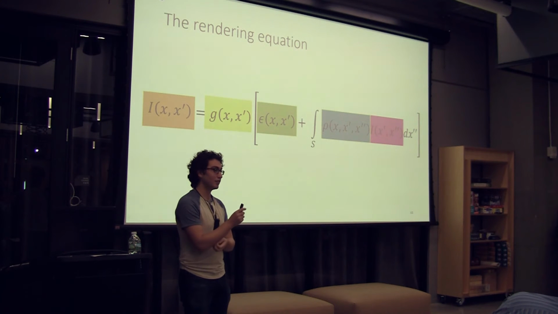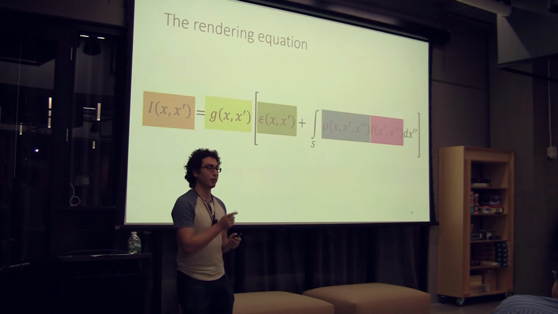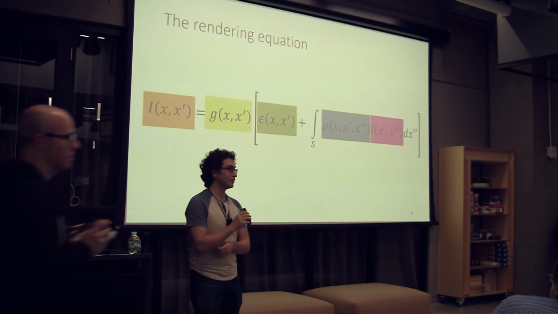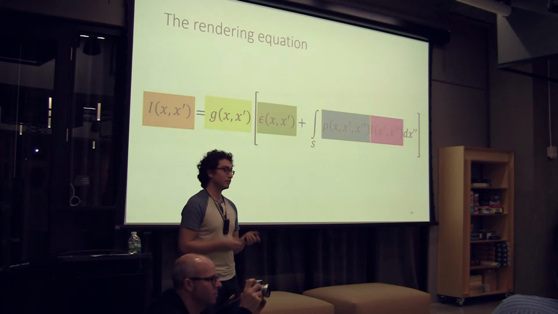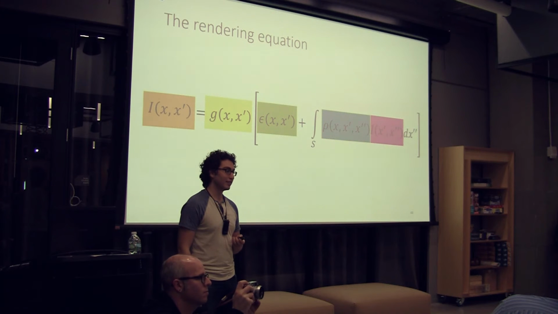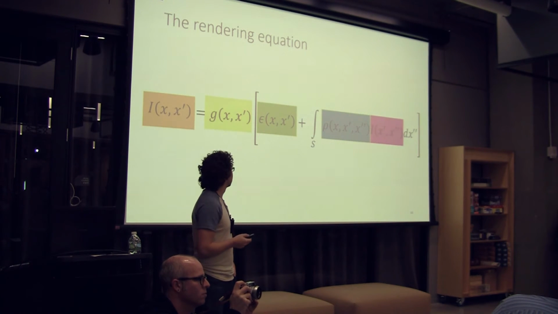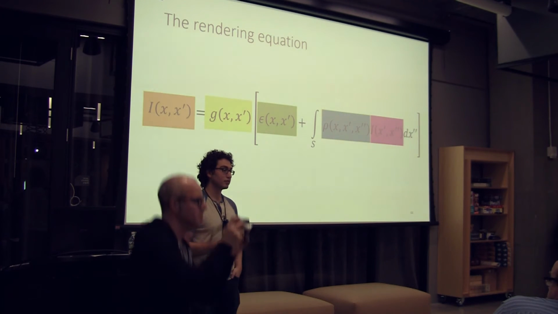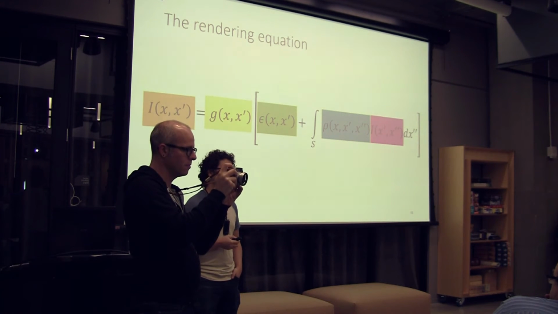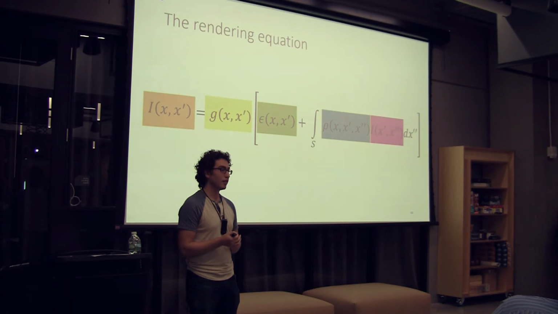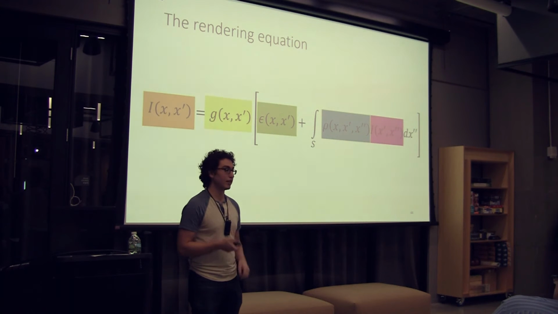Yeah, what's up? Wait one second for a mic. So the rho of x prime, x double prime is like an amount, like 40% of the light or something? Yeah, from x double prime to x prime to x? Yeah, you can think of it as a scalar.